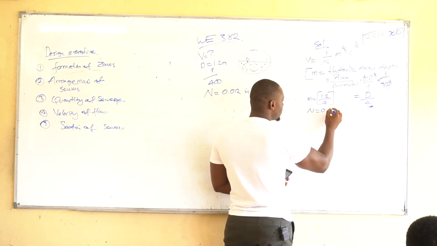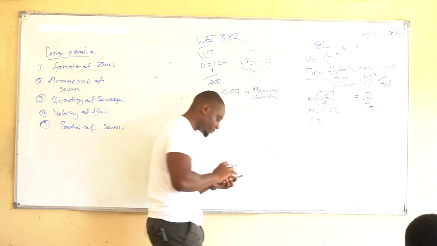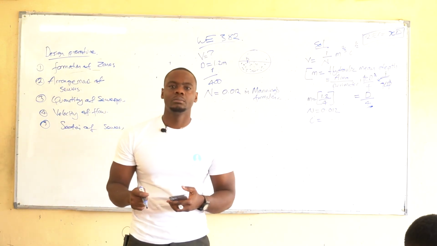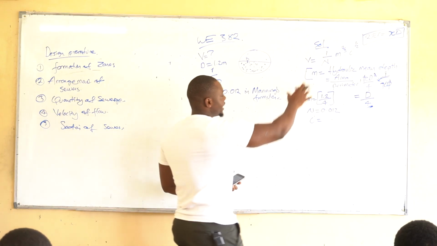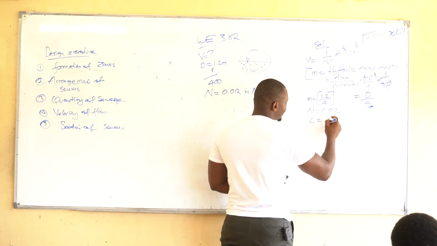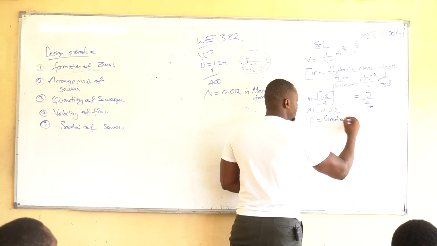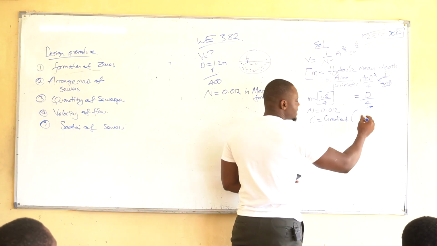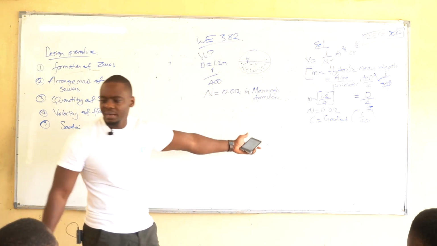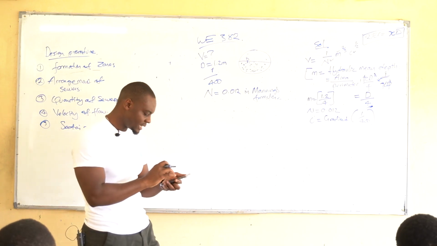My n was given as 0.012. What is my I? Your I is just your gradient. We're trying to find this, so we know what that is. Your I is just your gradient. Let me say gradient, because it's the first example. The gradient given was 1 in 400. Once you have these figures, then it's just basic mathematics for you to plug in, right?